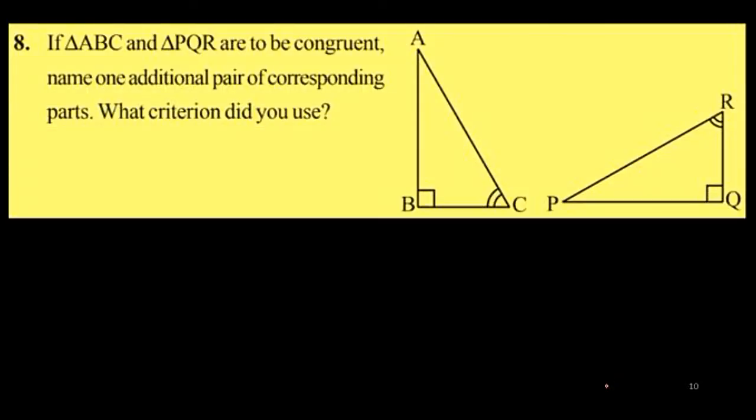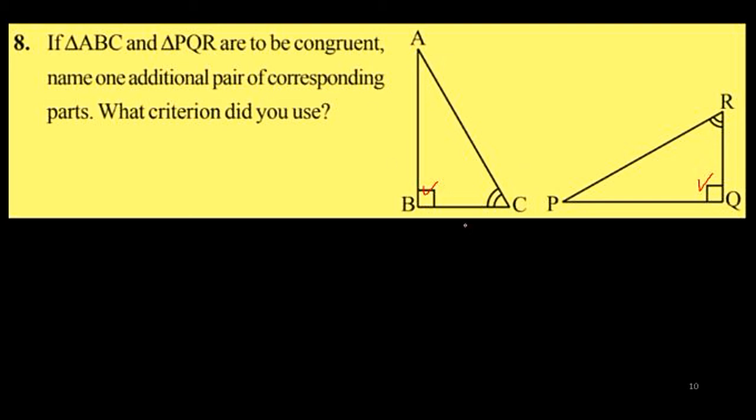Question number 8. If triangle ABC and triangle PQR are to be congruent, name one additional pair of corresponding parts. What criteria did you use? Here if you see, it is showing a right angle triangle. So both have right angles. Now, if by seeing the right angle I want to use RHS criteria, then do we have the hypotenuse given equal? No, AC and PR are the hypotenuse and they are not given equal. So I cannot use RHS criteria, cancel.